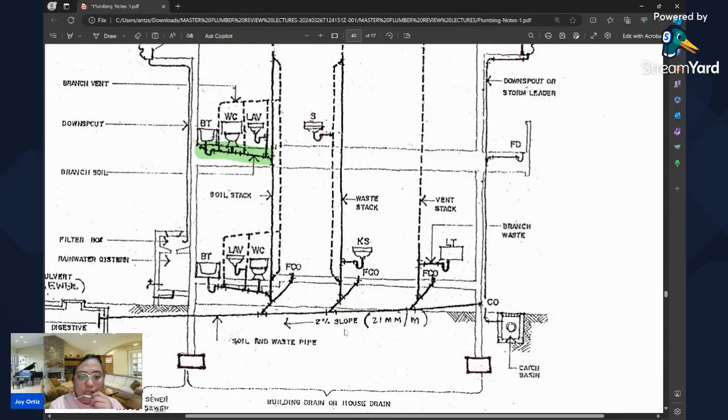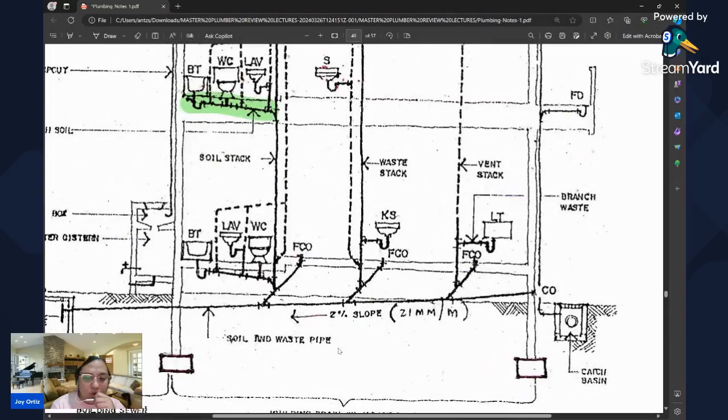There's a 2% slope, 21 millimeter per meter. Sorry, per minute. 21 millimeter per minute. Tama ba ako? Hindi ko masyado nababasa.